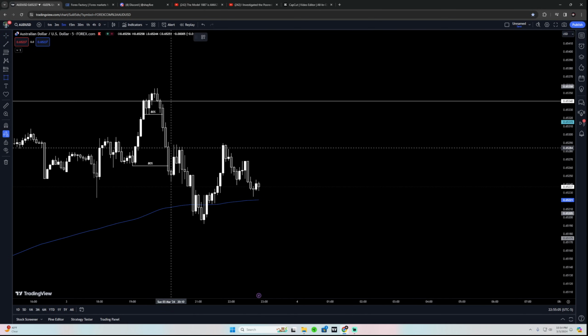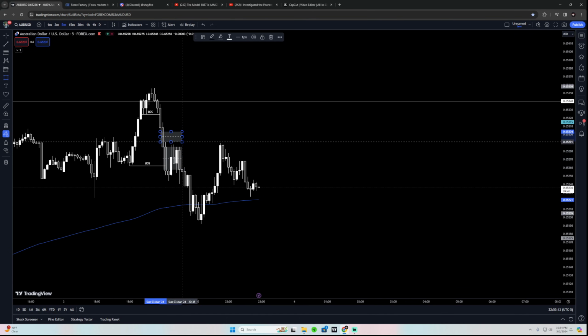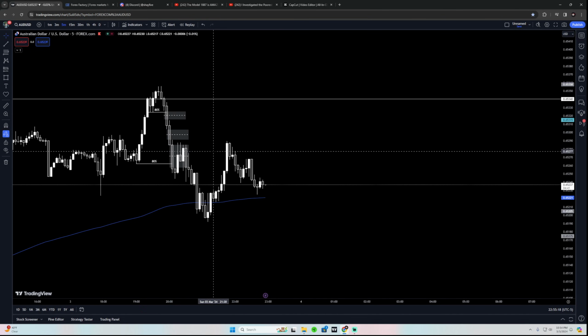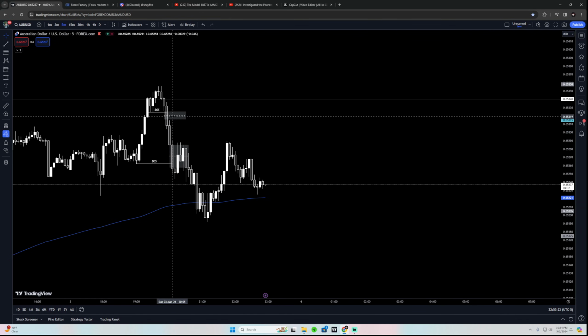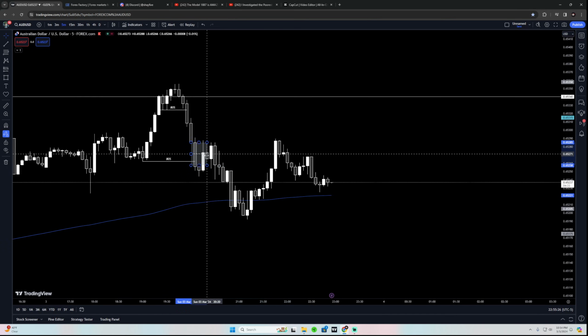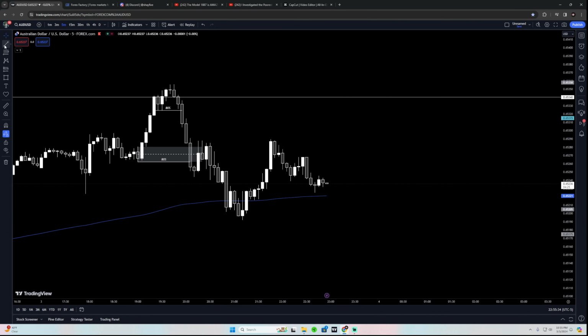So let's look for that displacement that it caused. First let's find them. So we see fair value gap, fair value gap, fair value gap. Which one of these does price come into? Just this one. So, what does it also line up with? This order block.